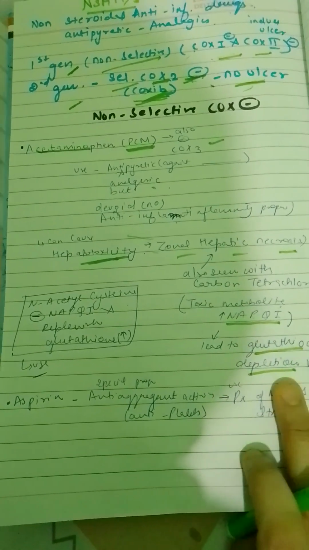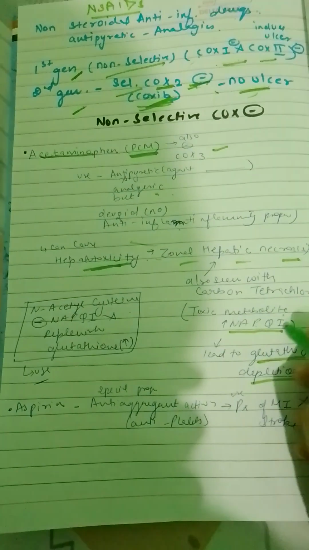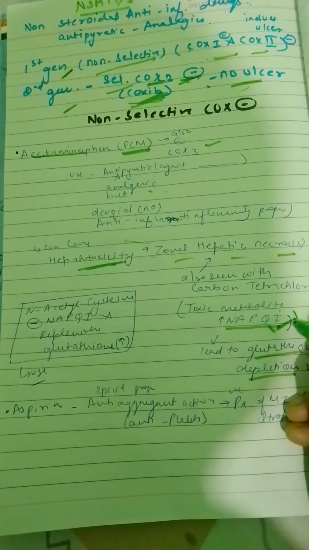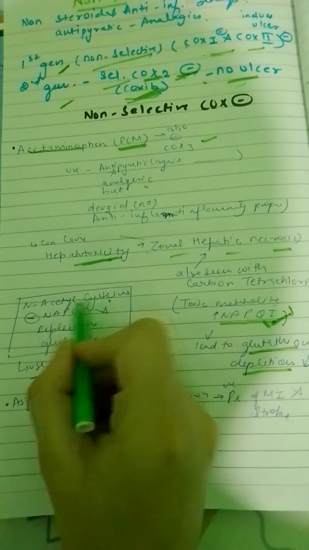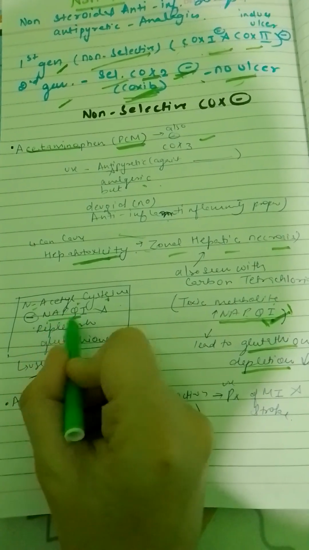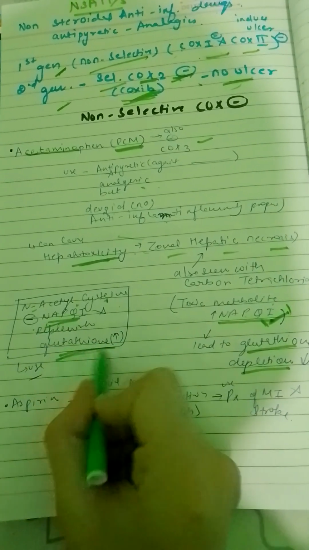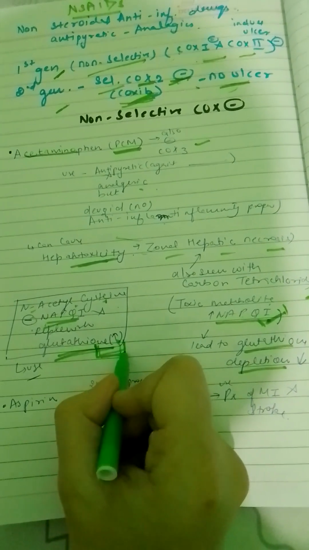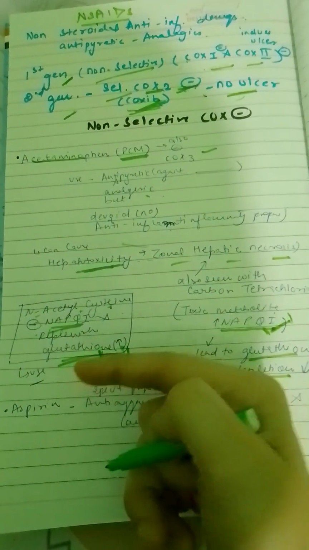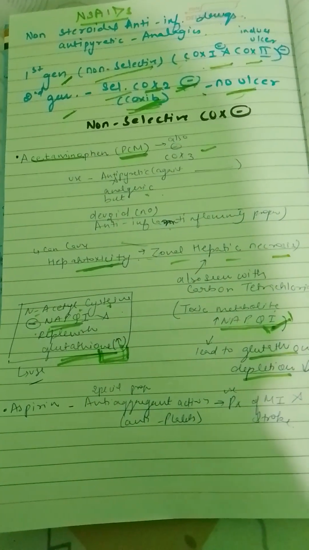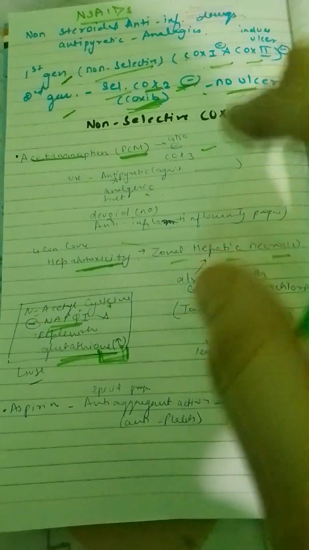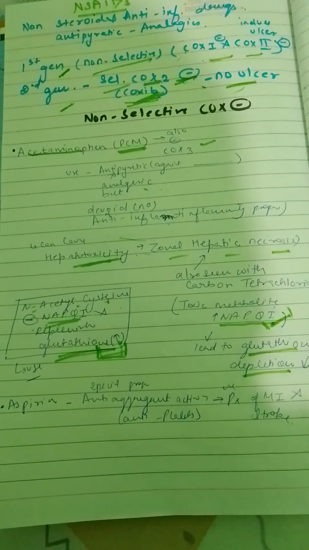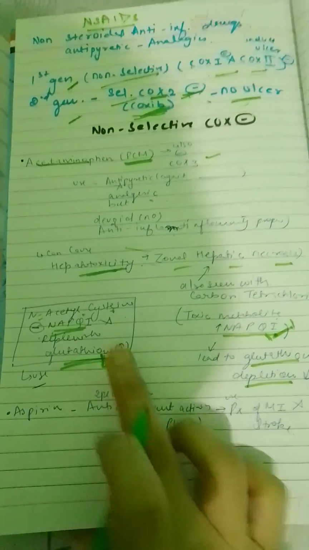So if we inhibit this NAPQI, we can use another drug, for example N-acetylcysteine. N-acetylcysteine inhibits the NAPQI and replenishes the glutathione, that means glutathione will increase again, and its antioxidant property will increase again. So in case of acetaminophen or paracetamol toxicity, which is the same drug with two names, we can use N-acetylcysteine.